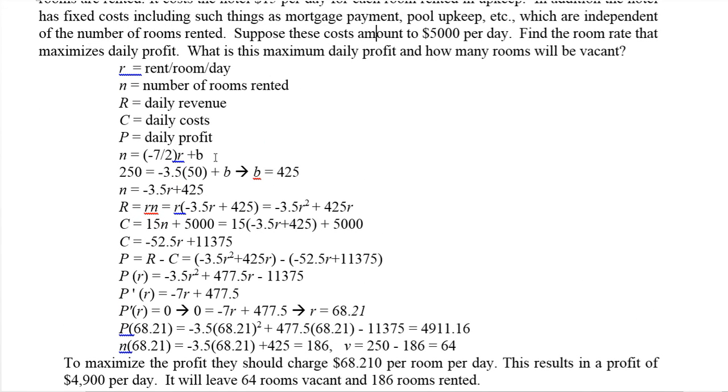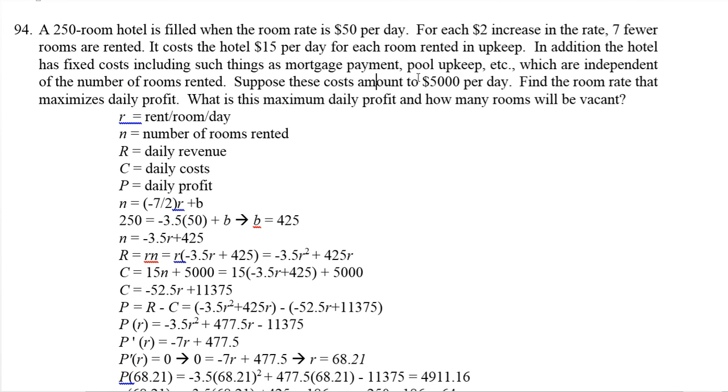Okay, so we're back, and here I have things worked out. So we have this statement here: for each $2 increase in the rate, 7 fewer rooms are rented. Now, by the way, this is probably not realistic that it's a completely linear relationship, but it is realistic that as you increase the rate, fewer people will want to rent the rooms. So, if it turns out that it's exactly 7 fewer rooms every time you raise the rent $2, that's a linear relationship between the number of rooms and the room rate.